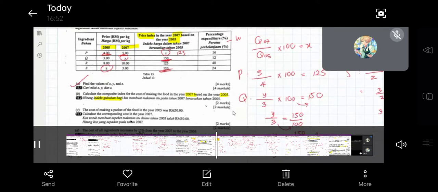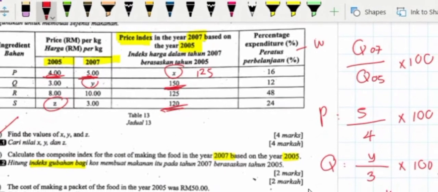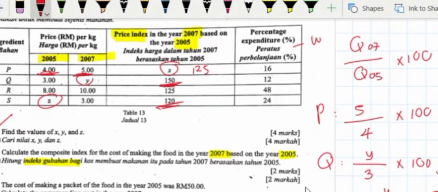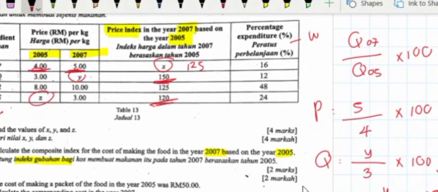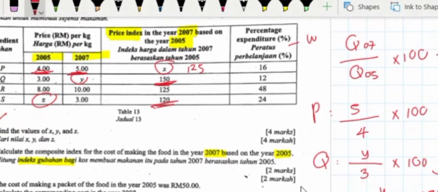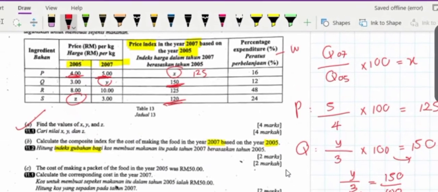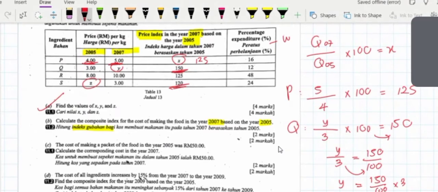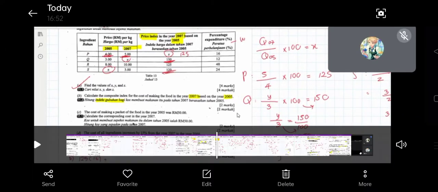Okay, so what we're going to do in this question is use the jadwal here: the price index in the year 2007 based on 2005. As you can see, there is 125, 150, 125, and 120, and the percentage expenditure, which is 16, 12, 48, 24. So what we're going to do in this situation is to do this.